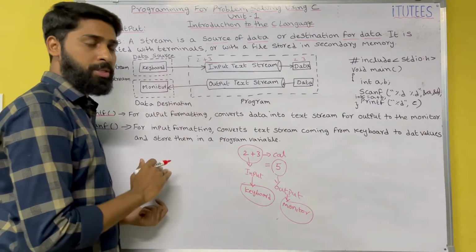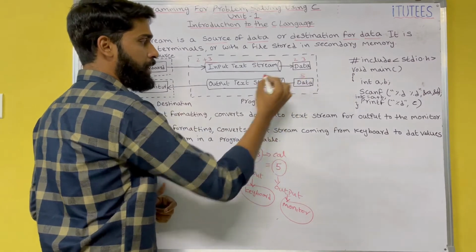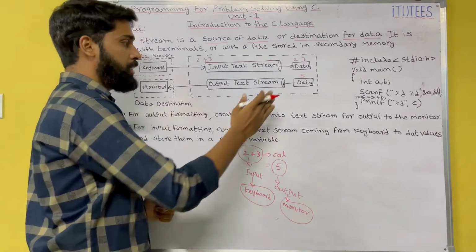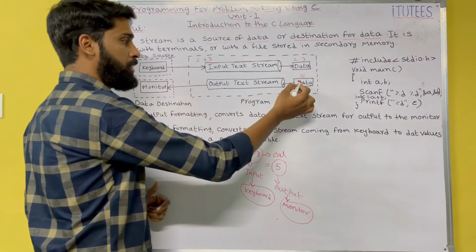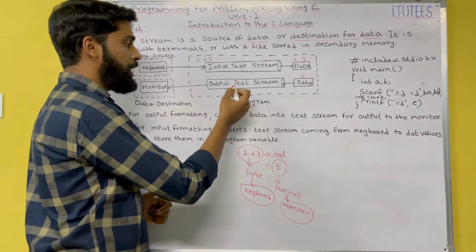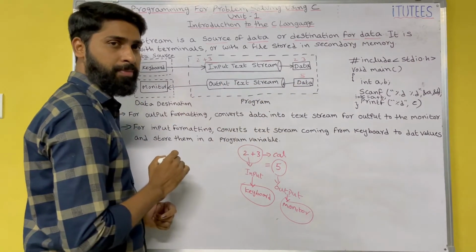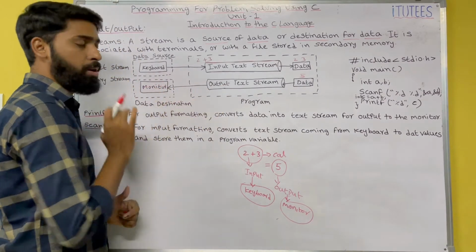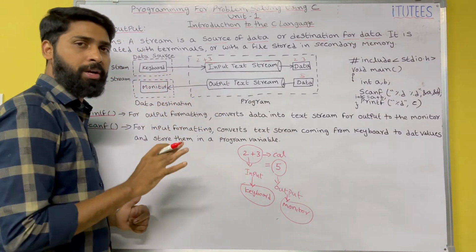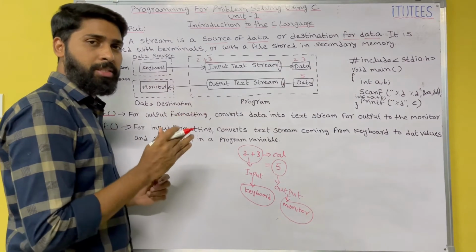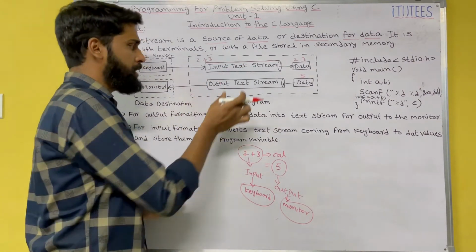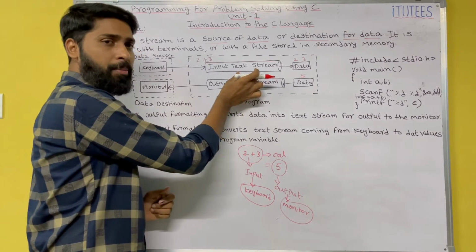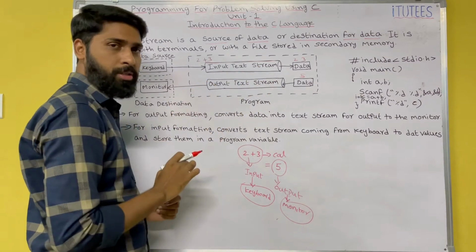So what is the output stream? Some data is available, and now I want to present this data on the monitor. So this data will be converted into the output text stream, and then it is presented on the monitor. I hope you all understand what a stream is. A stream is nothing but a sequence of bytes, that means data. The data is in the form of an input stream or an output stream.